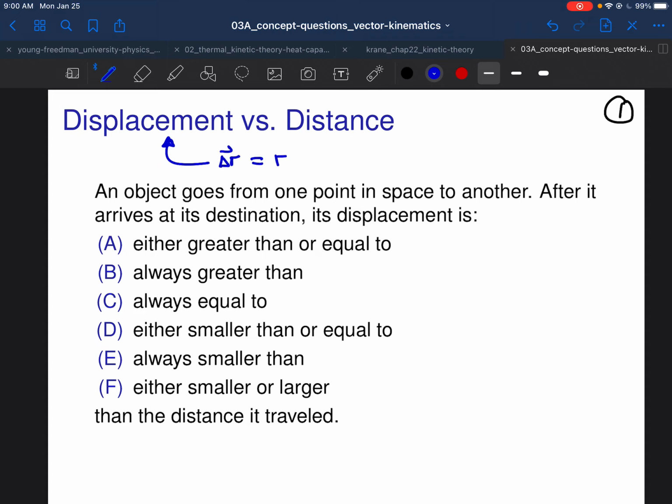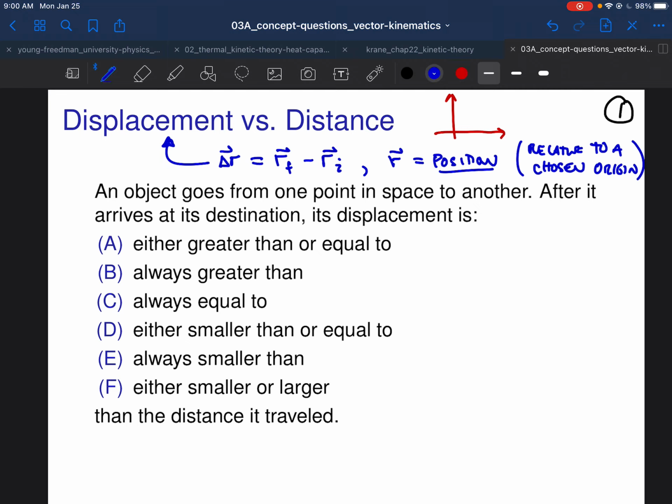Displacement we called delta r, and it was equal to r final minus r initial. And in order to define displacement, we need to know what r is. It's the position, and that's relative to a chosen origin, meaning to a chosen coordinate system.